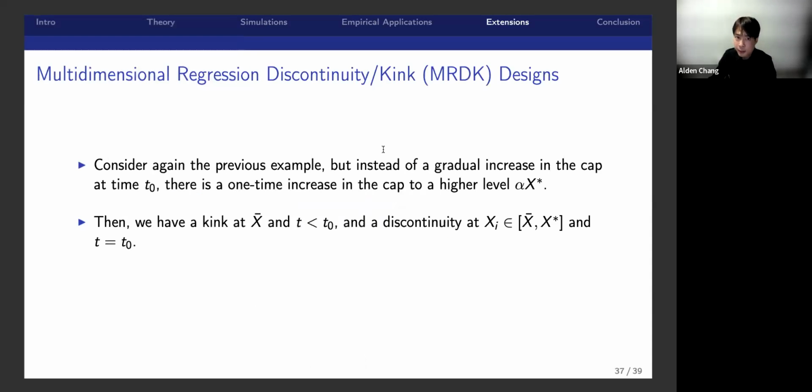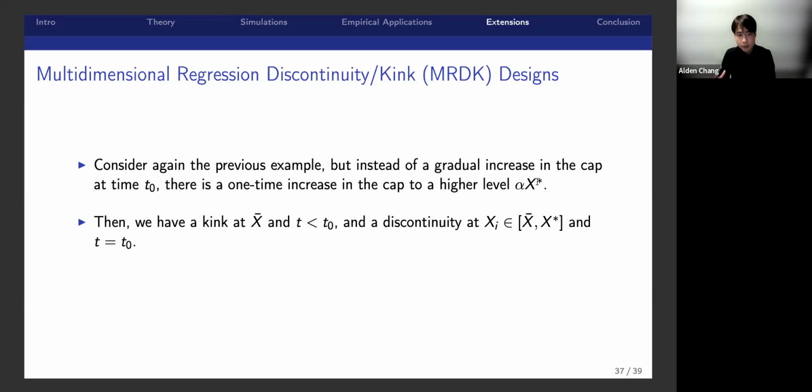Okay, and finally, let me go over briefly multidimensional regression discontinuity / kink designs. I'll call this MRDK designs. As an example, consider again the setting we just had with UI benefits, but instead of a gradual increase in the cap at time t0, suppose that there is a one-time increase in the cap to a higher value, alpha x star.